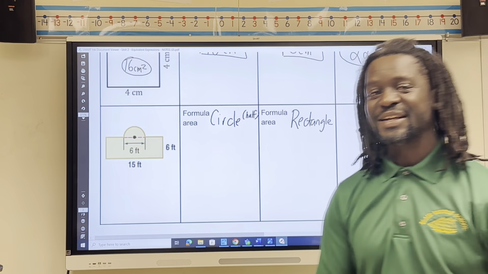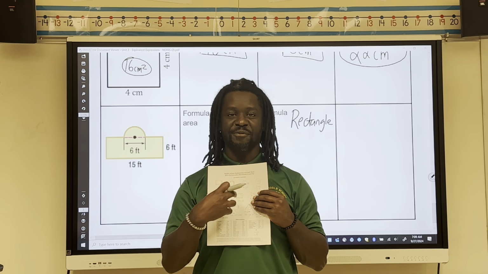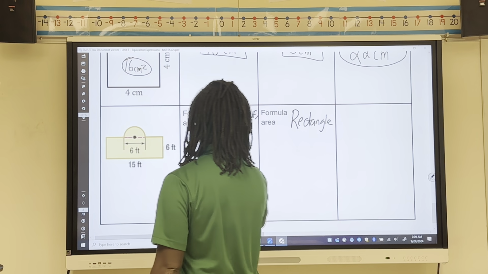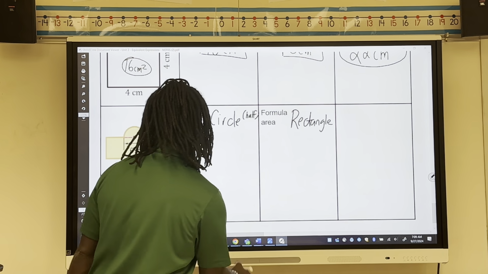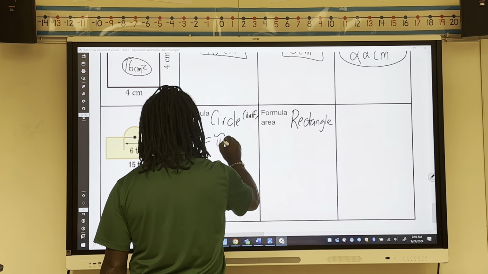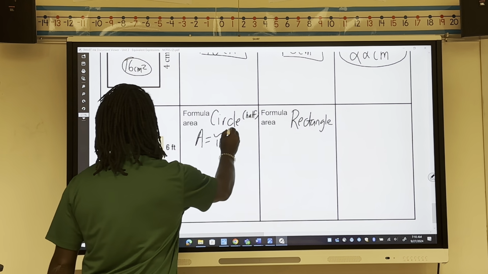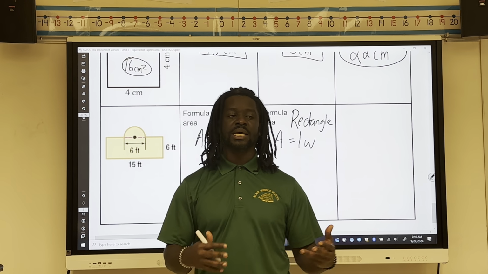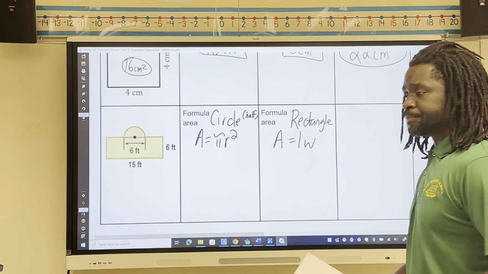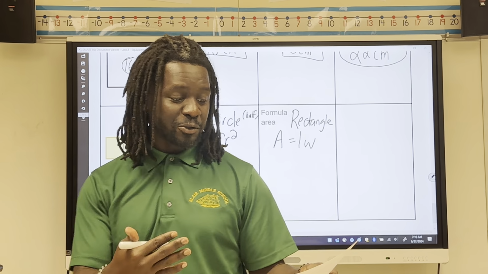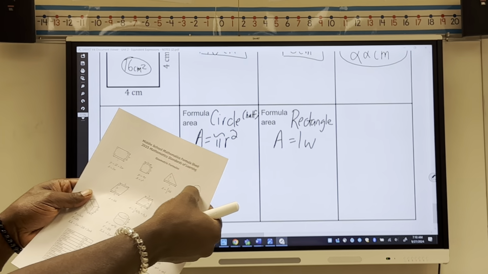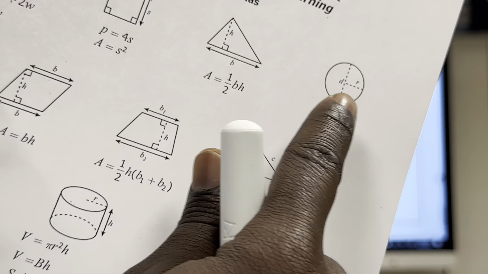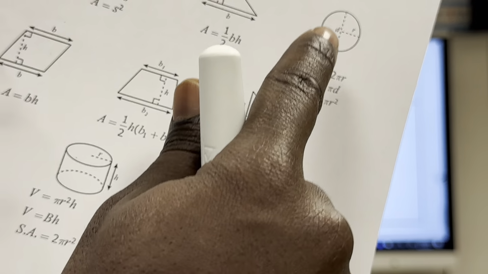I'm pulling this out again because we have to reference this many times throughout this lesson. All right, so the formula for the area of a circle is A equals pi r squared. And then the area for a rectangle is area equals length times width. Now friends, I do want to point out again, the formula sheet tells you what the radius and the diameter are. It tells you the radius is half of the circle, the diameter is completely across.